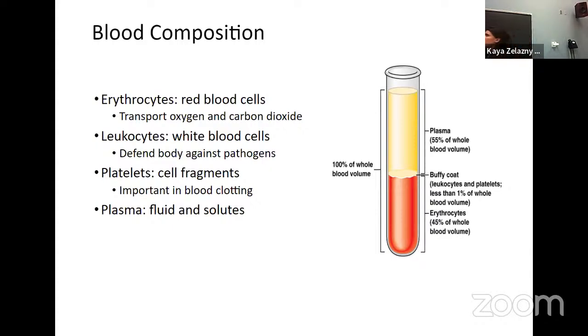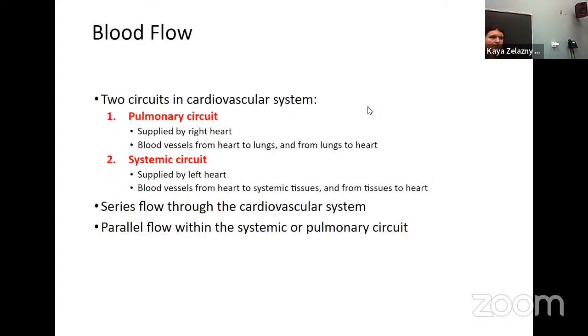Our erythrocytes are our red blood cells. They're largely carrying oxygen and carbon dioxide. Then we have our white blood cells, the leukocytes, so that's part of your immune system. And then we have platelets, which are like little tiny flakes of cells, actually. They're kind of weird looking. They're going to be important for blood clotting, which we will also talk about when we talk about the blood specifically. So that's what's in these.